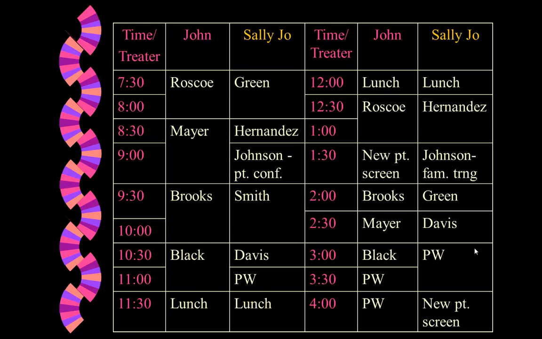This is an example of a daily schedule for two different therapists, John and Sally Joe. The schedule blocks out 1 hour or 4 units and half hour or 2 unit slots for various patients they are seeing, plus additional activities that can be considered non-productive or non-billable time. An example of non-billable time would be PW time, or paperwork time, or screening a new patient to see if they are appropriate for the program.